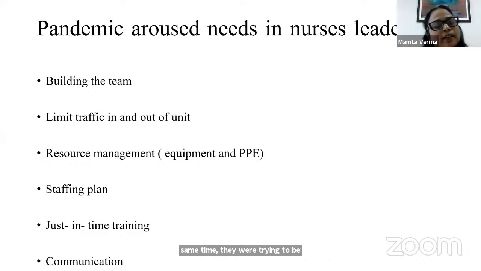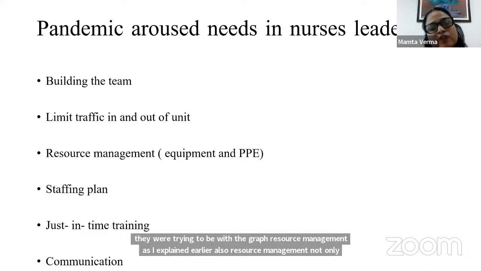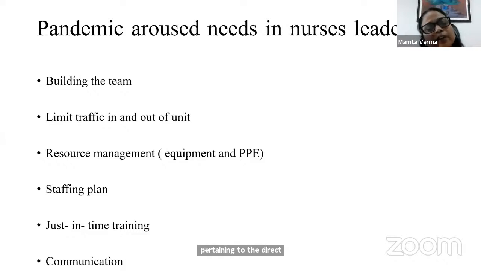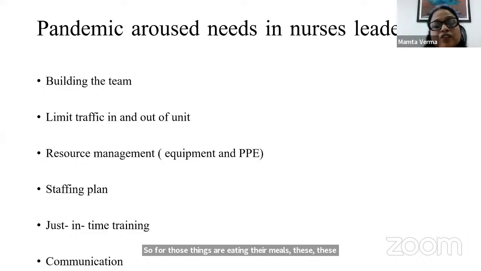Resource management, as I expressed earlier, pertains not only to direct patient care but to other things also. For example, in phase 1, we quarantined our healthcare workers. For them, we arranged accommodation, rooms, disinfectant, made them comfortable, and addressed their psychosocial issues with counseling. Resources are required for everything, including arranging their meals. These were multiple tasks which a nurse leader had to do in the COVID phase 1. Staffing plan.